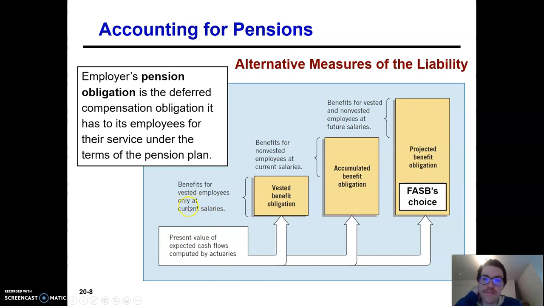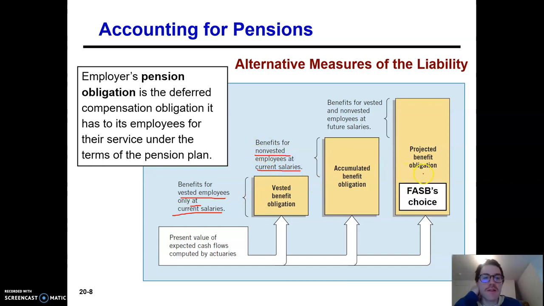So some employees have not worked there long enough to have vested in the retirement plan. They would not be included. And it's the present value of the expected cash flows of paying for them. They also considered the accumulated benefit obligation, or ABO. This includes benefits for non-vested employees at their current salaries. So let's make a note of the difference. Vested employees at current salaries, that's for VBO. For ABO, it also includes non-vested employees at current salaries.